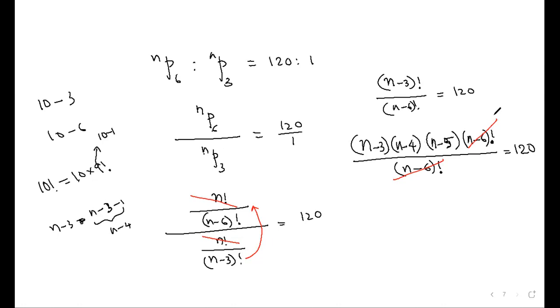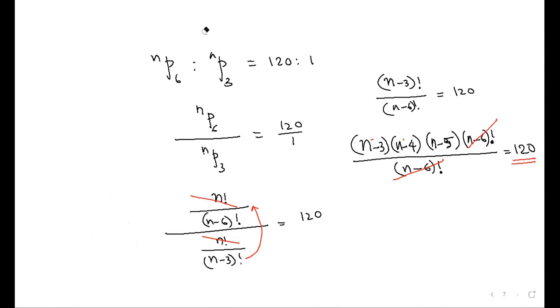Now, how to get the value of n? There is a trick to do this. Don't try to expand and solve the equation; it will be a mess. What you must do is, n minus 3, n minus 4, and n minus 5 are three consecutive numbers. Write 120 as a product of three consecutive numbers.